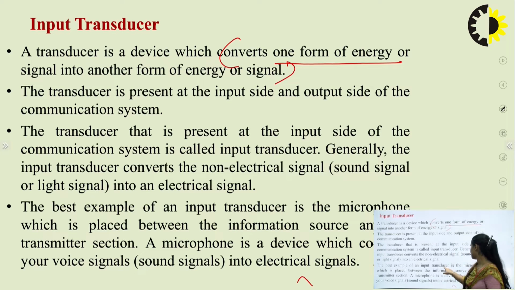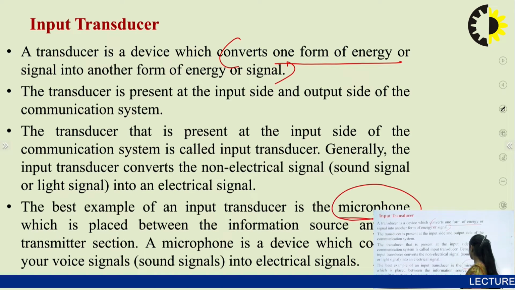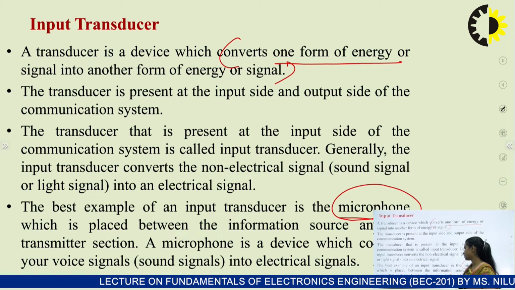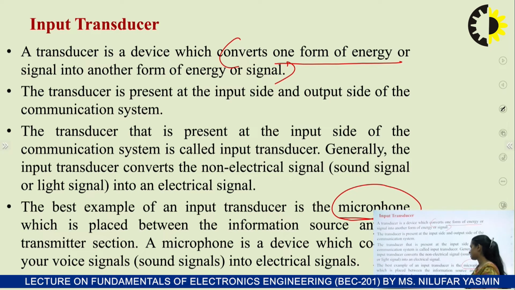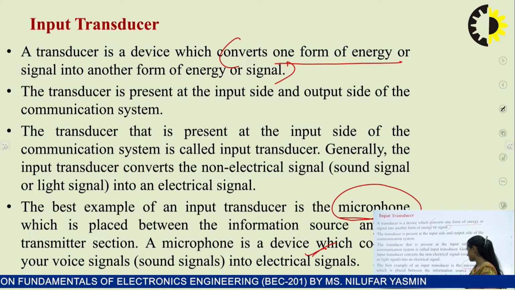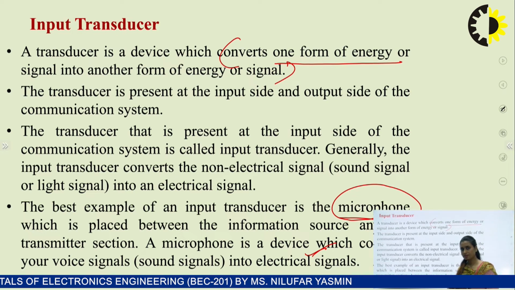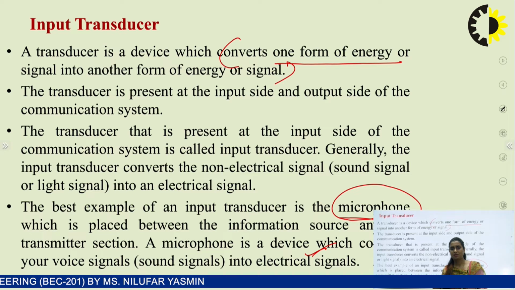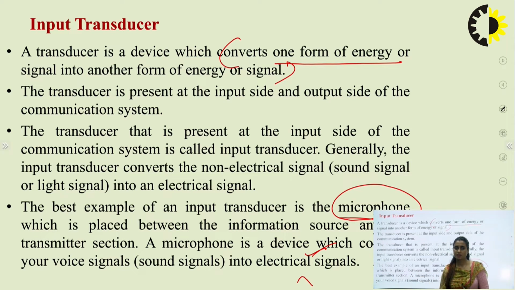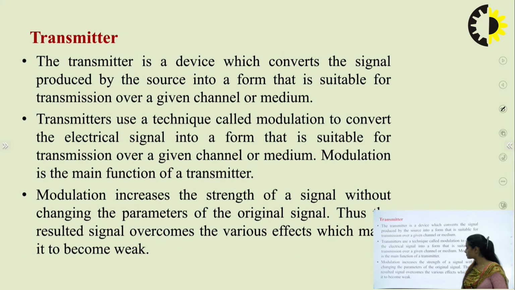The best example of an input transducer is the microphone. Microphone we all use while talking. That will convert your audio signal into an electrical pulse, right, which is placed between the information source and the transmitter section. A microphone is a device that converts your voice signal into an electrical signal, right? There's a message that you get when you want to access Google, some app that will ask to allow your microphone, so that when you speak, that can be processed further.